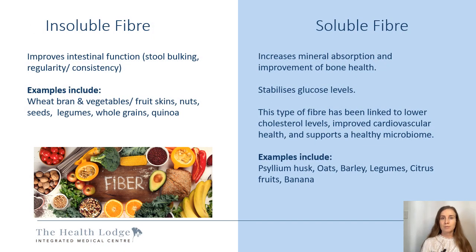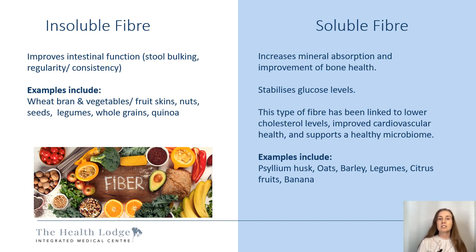So there are two main types of fibres, being insoluble and soluble fibre. Insoluble fibre improves intestinal function, it helps to support stool bulking and improve regular bowel motions and consistency. Examples include things like wheat bran and the skins on your fruit and vegetables and nuts and seeds.